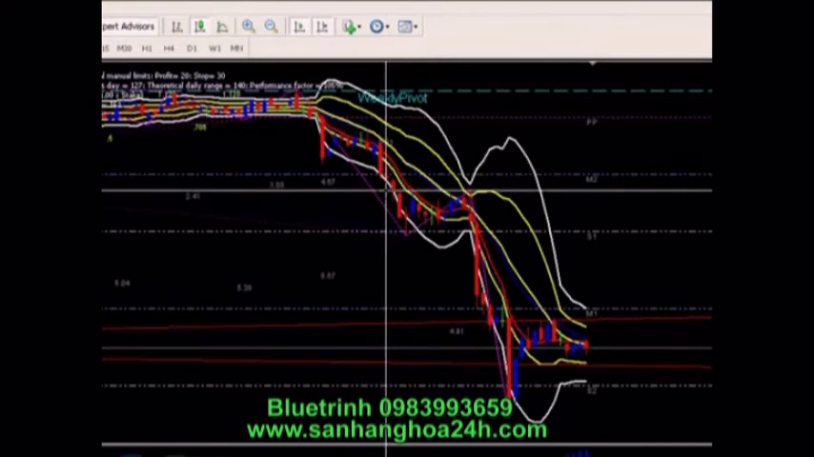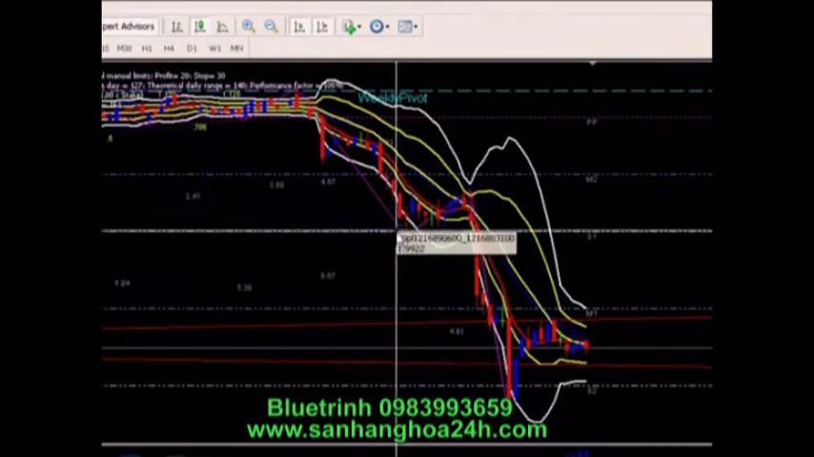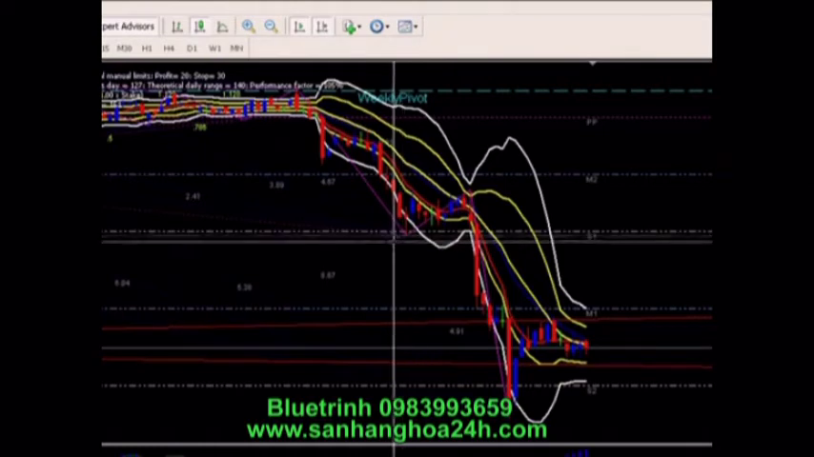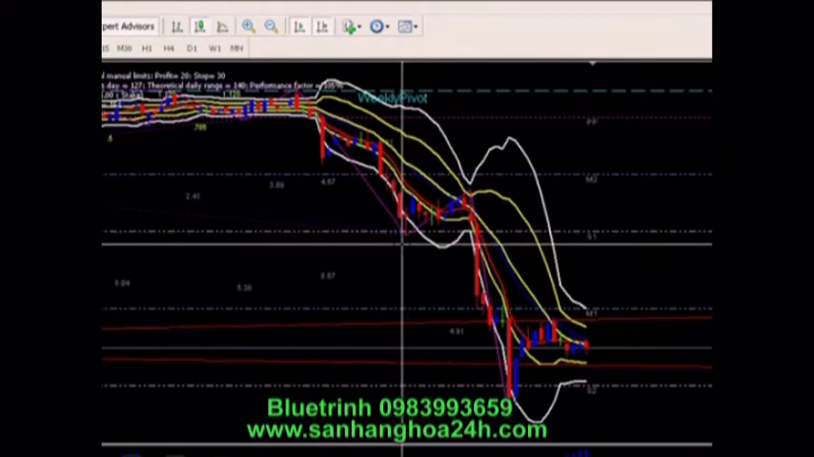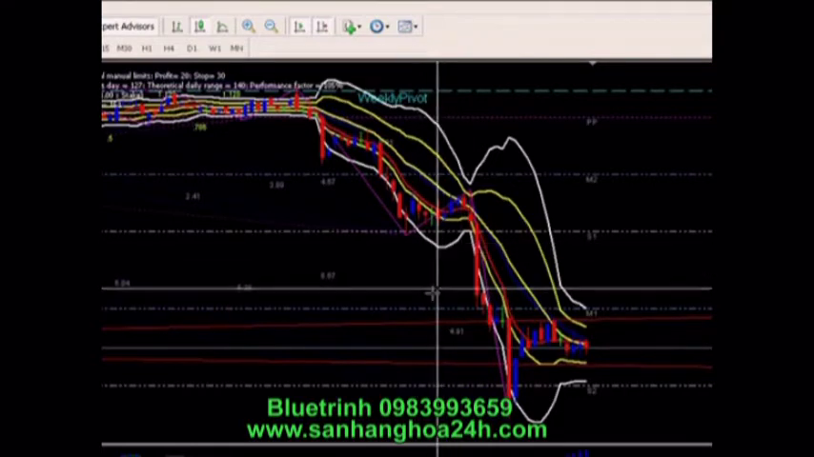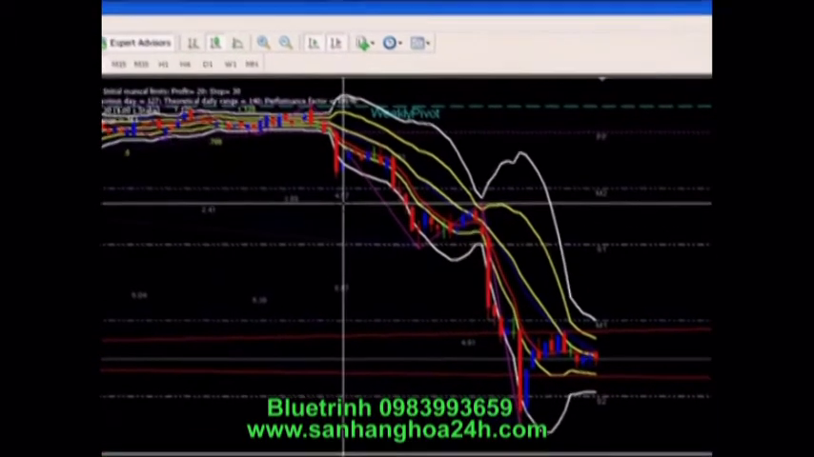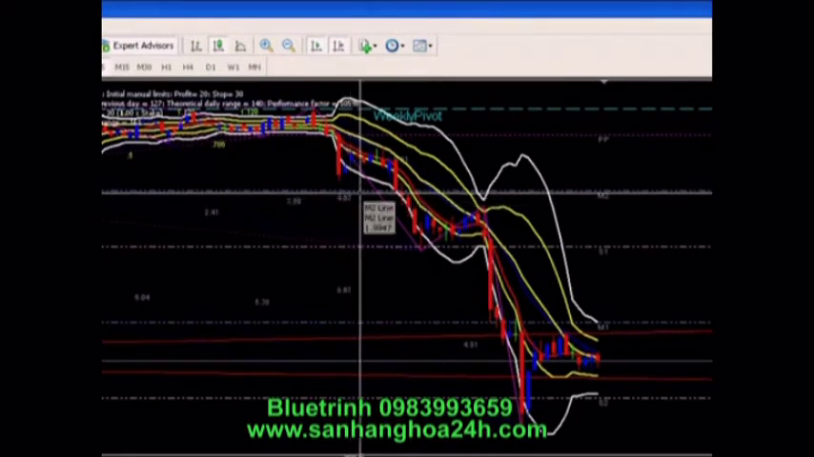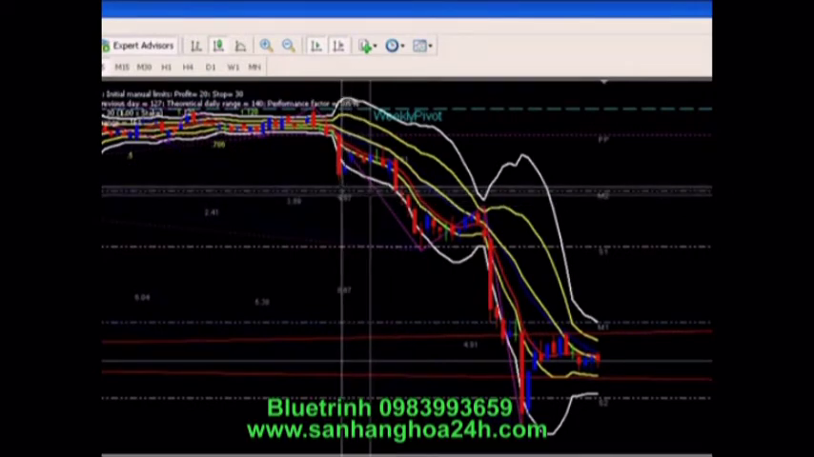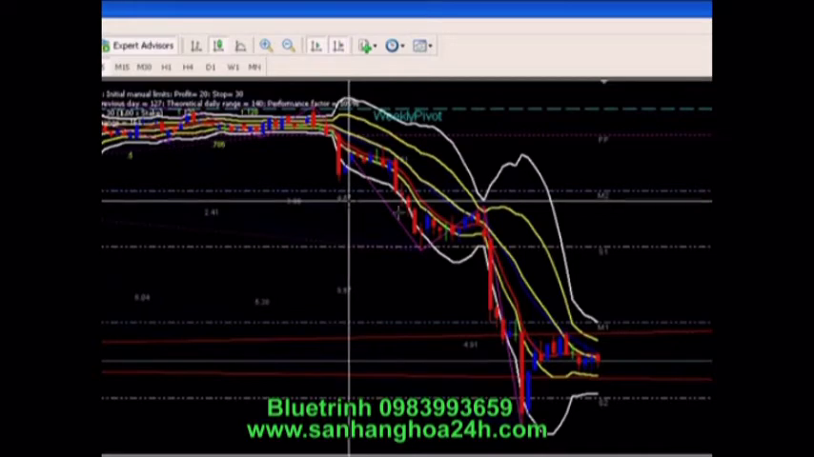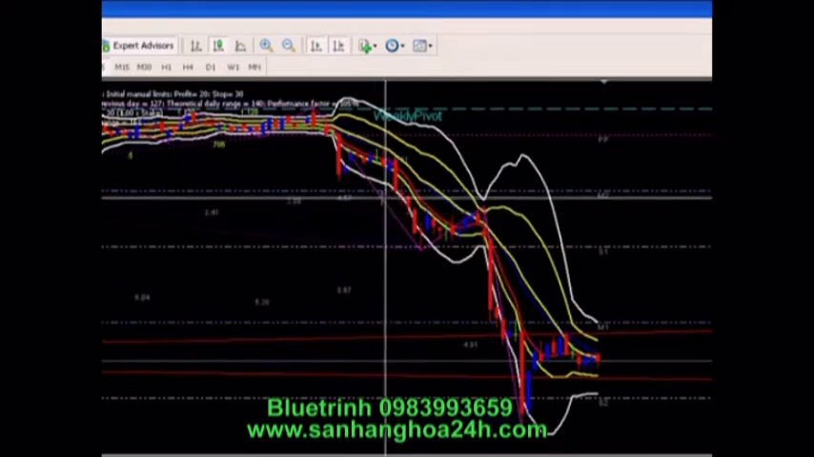Our exit will be when we get a close above the 10 EMA, or when we hit a significant support or resistance level, which obviously is S1 over here, 99.20. So this is a small and quite an easy trade. Of course, like all trades, it doesn't always work, but it is a pretty high probability trade.